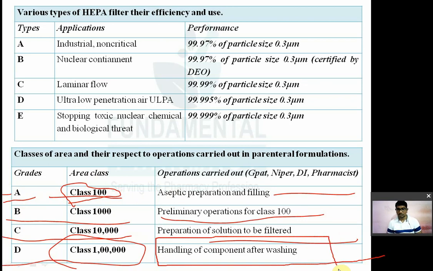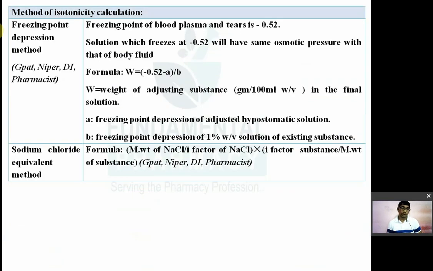Next one is a method of isotonicity calculation. So as I have told you, 0.9% sodium chloride, that is weight by volume, is isotonic with the blood plasma. So if it is less than that, that is known as hypotonic. If it is more than that, known as hypertonic. So methods for calculation of isotonicity.